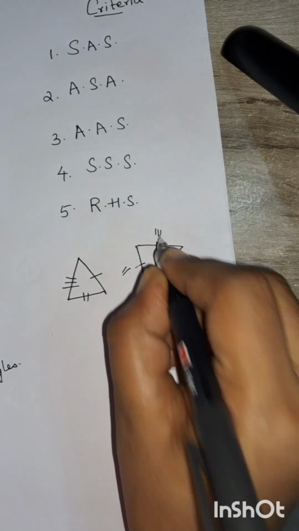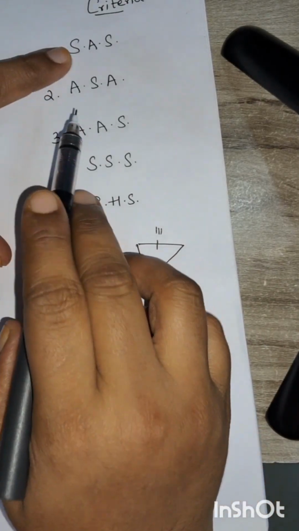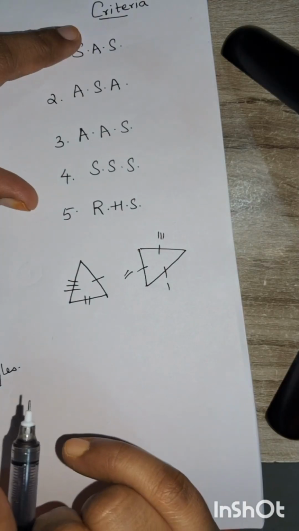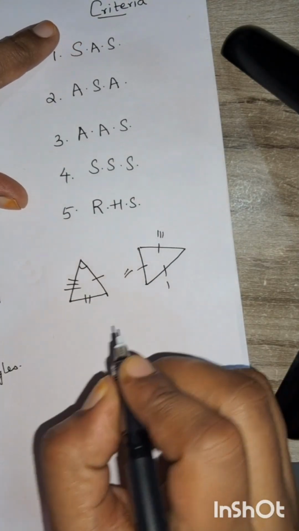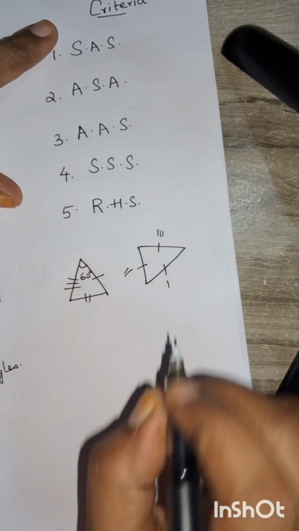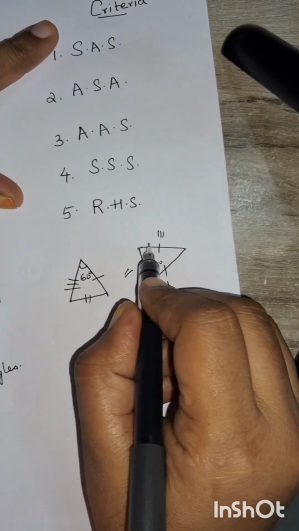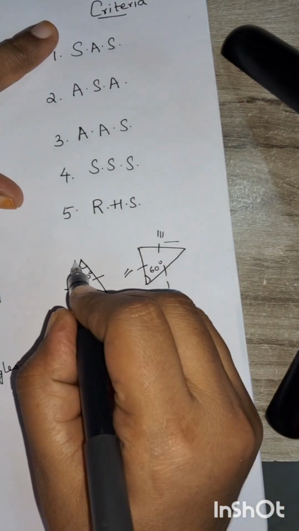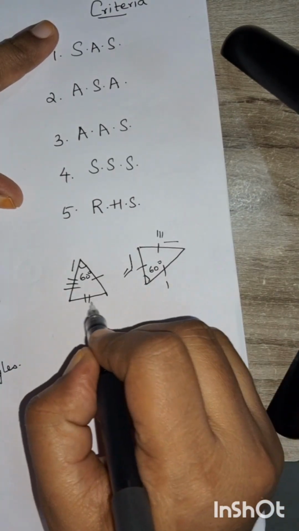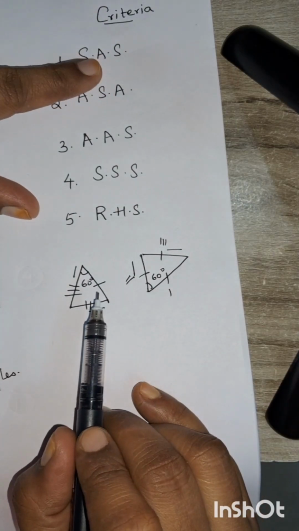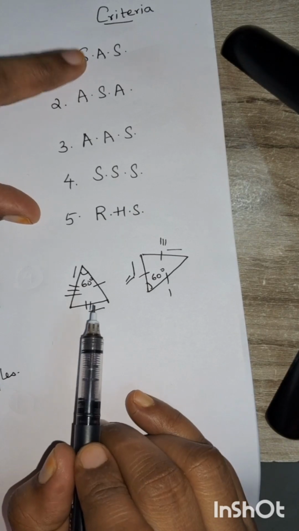at that time we can say that the two triangles are congruent to each other. Suppose sides 1, 2, 3: here the third side and their third side are equal, the second side and second side are equal, and one angle, that is 60 degrees, is equal. At that point I can say that these two triangles are congruent to each other. This is the side-angle-side criterion.